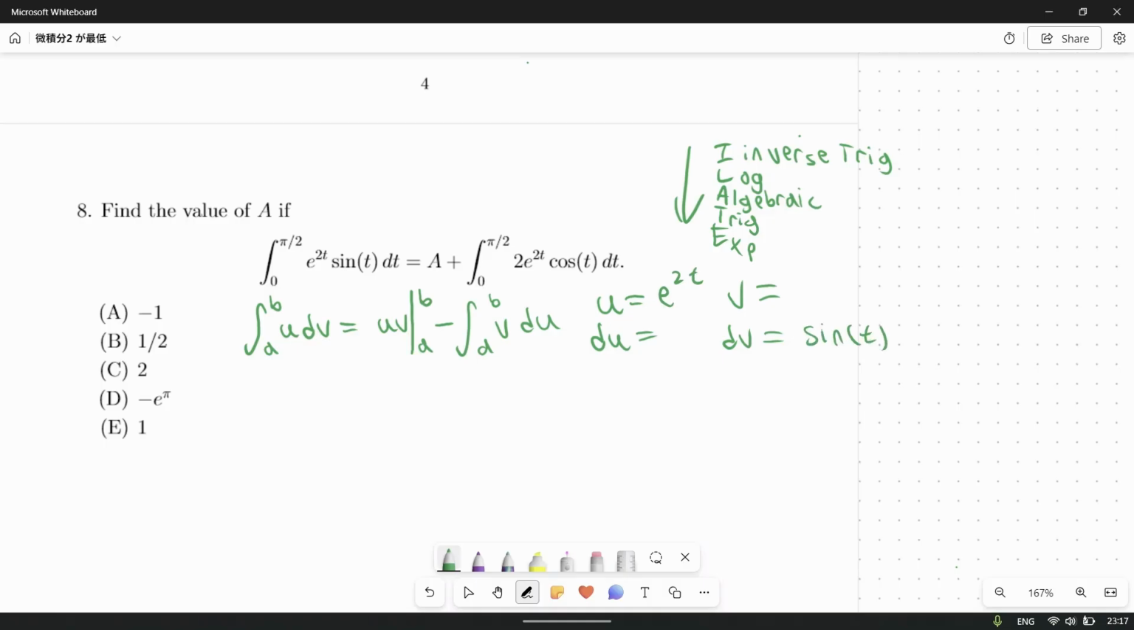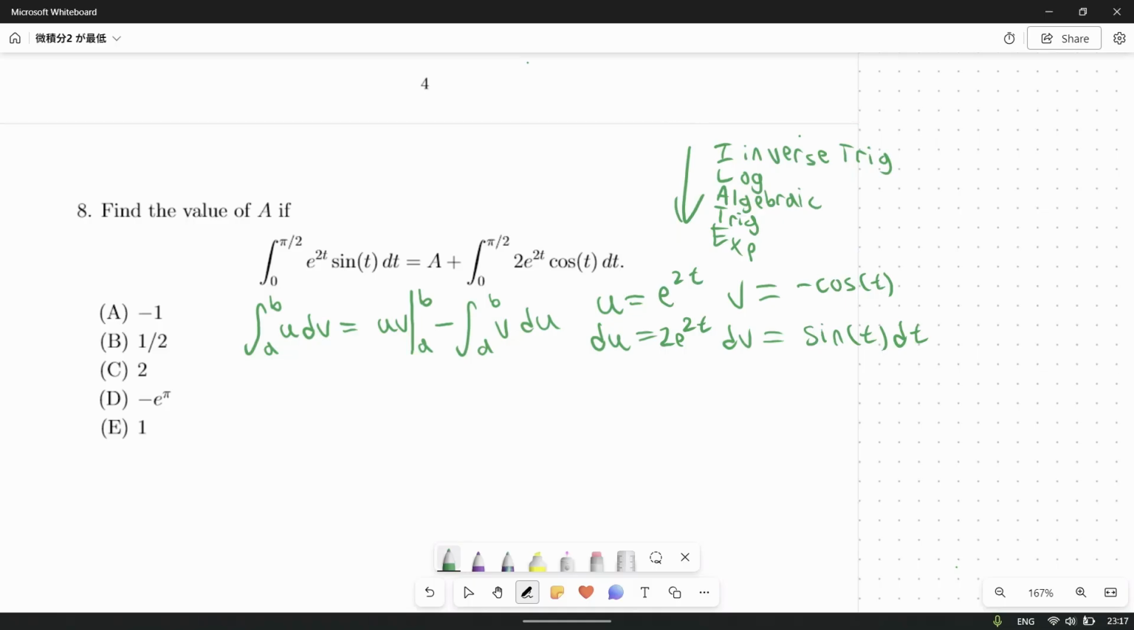And now when I come up with our du and v, you'll be able to see why I broke the rules here. Integrating dv to get v, you end up with negative cosine of t, and you've got to keep a dt here as well. And then when you differentiate e to the 2t, you end up with 2 times e to the 2t. And so now you can see we have two terms here that match up with this part of the equation. That's why I broke the rules for this question in particular.